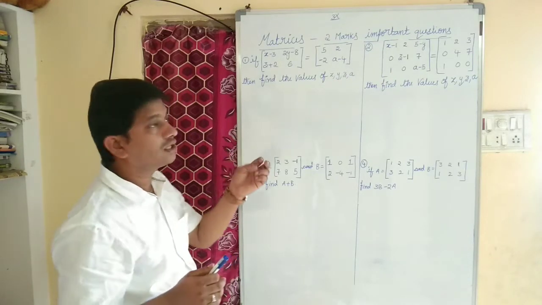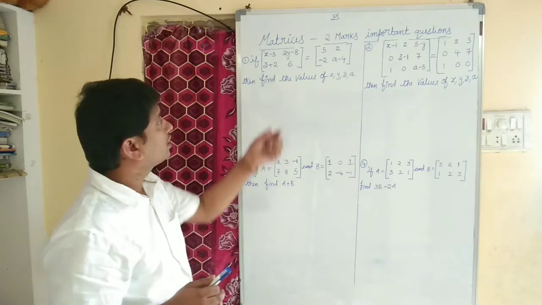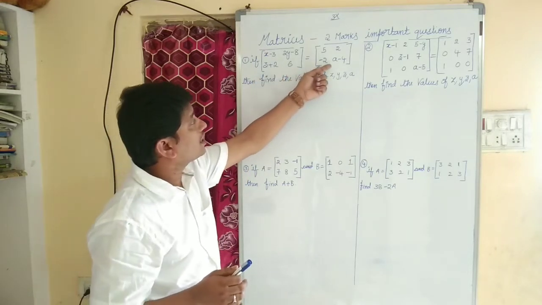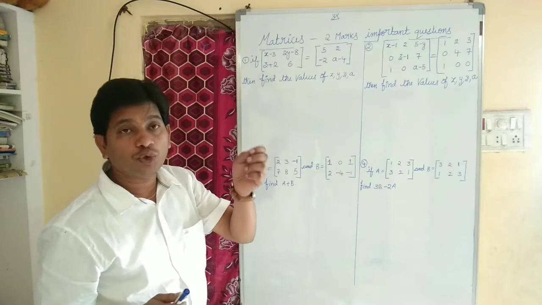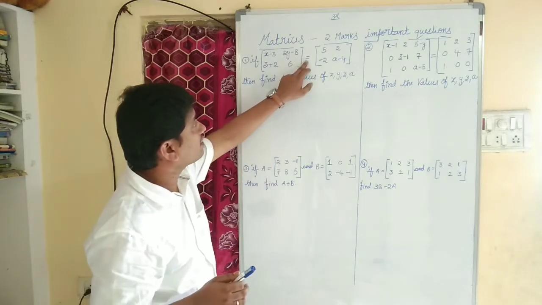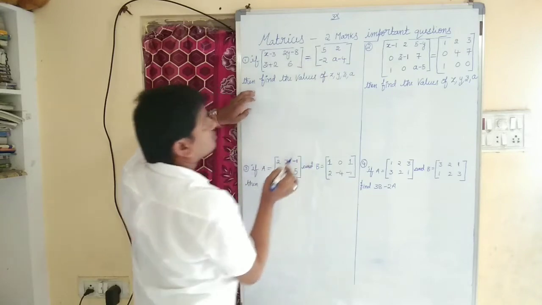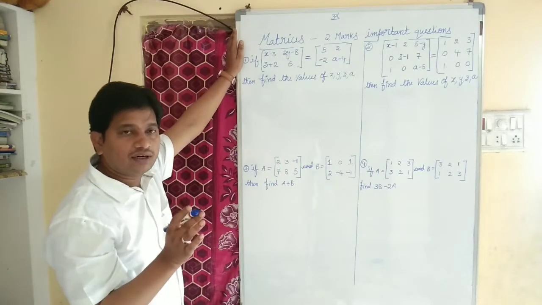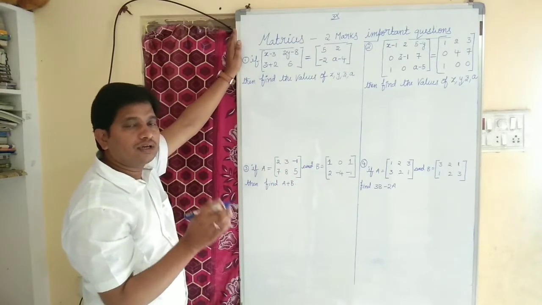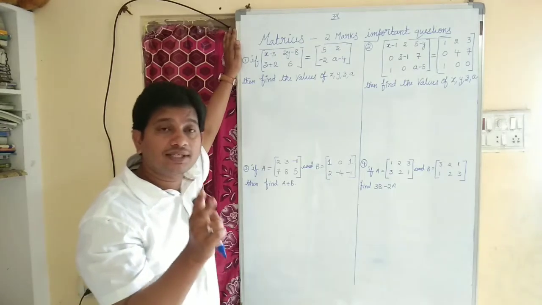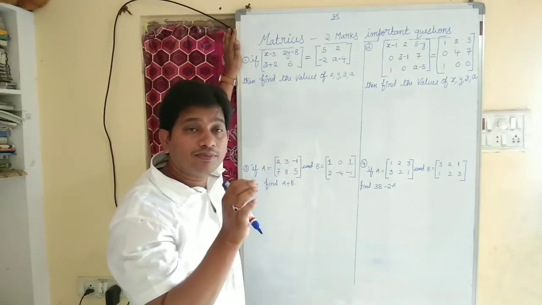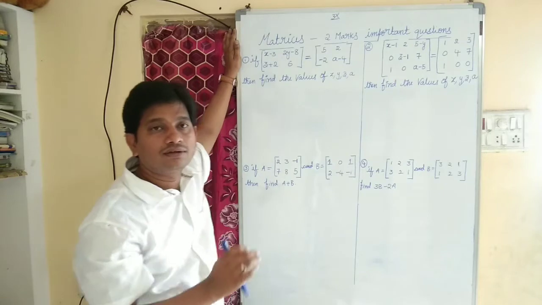So we have here two matrices. This is one matrix and this is another matrix. In between the two matrices we have an equal sign. Given two matrices are equal. If two matrices are equal, their corresponding elements are equal.